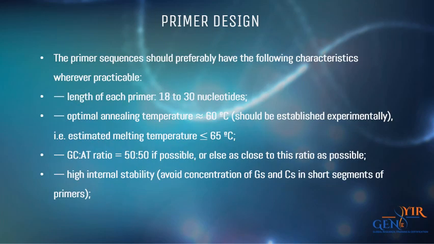Primer design. The primer sequences should preferably have the following characteristics wherever practicable. Length of each primer, 18 to 30 nucleotides. Optimal annealing temperature 60 degrees Celsius, should be established experimentally, for example, estimated melting temperature less than or equal to 65 degrees Celsius. GC-AT ratio equals 50 if possible, or else as close to this ratio as possible.